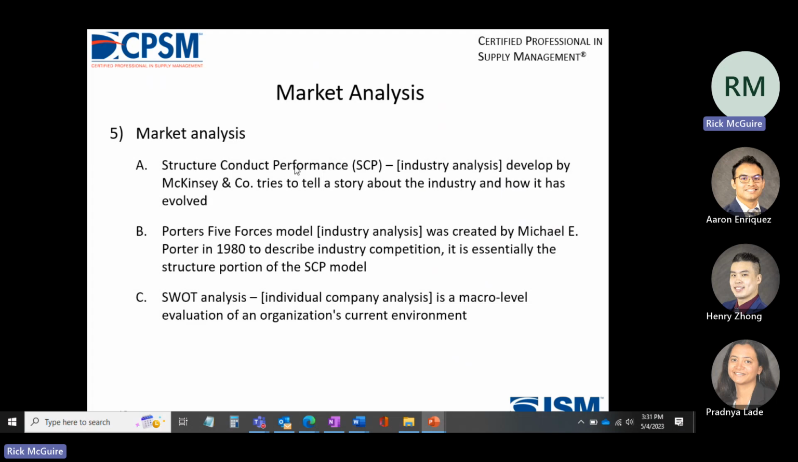One of them is called SCP, or Structure, Conduct, Performance. This is developed by McKinsey. We teach it in MCE, but it's basically a way of looking at the industry. For any of you folks that have been to business school, Porter's 5 Forces, developed in 1980 by Michael Porter, is essentially the structure portion of the SCP model. So they're similar. And then SWOT analysis, usually used on an individual company basis.